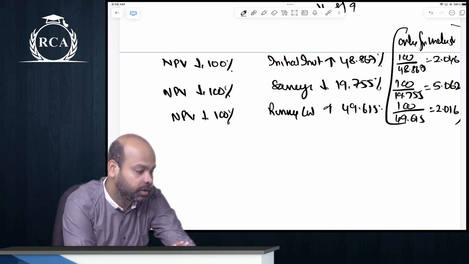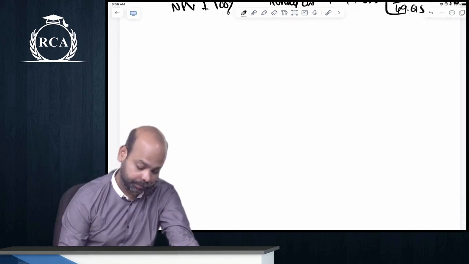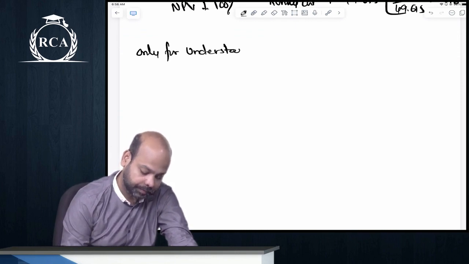समझ में आ रहा है? Shall we do this? लिखो बेटा. Continuation guys, only for understanding बोल के. Not required, but for understanding guys.